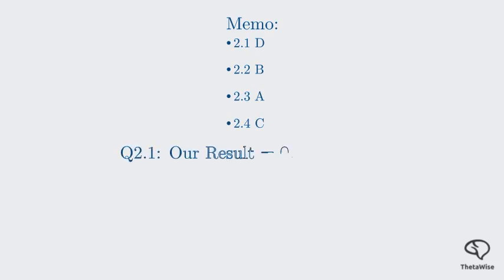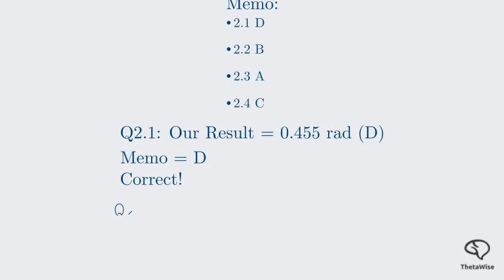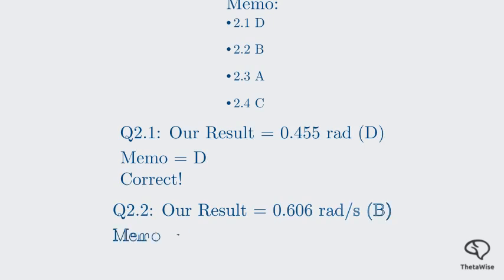Let's quickly review the memo and correct any discrepancies. The memo provided is 2.1 is D, 2.2 is B, 2.3 is A, and 2.4 is C. Let's compare these to our own calculations. For question 2.1, we calculated 0.455 radians, which matches option D in the memo. This is correct. For question 2.2, our calculation gave 0.606 radians per second, which is option B. This also matches the memo.